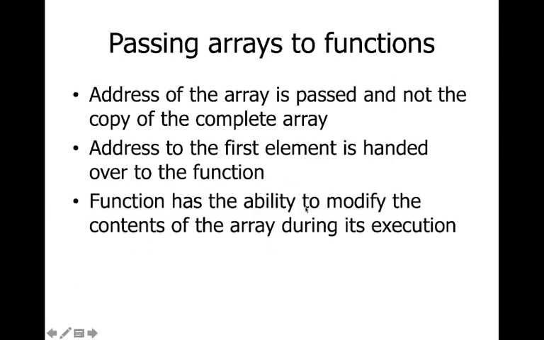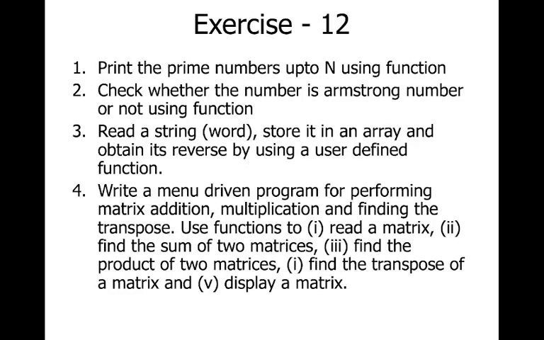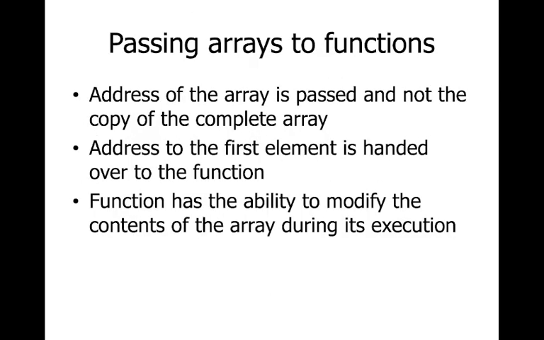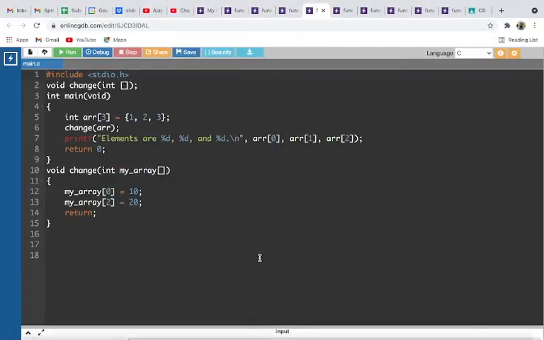So the function has the ability to modify the contents of the array during its execution. That is the advantage when we pass the address of the array. The function can change the contents of the array during its execution, so in the main function also, that array value will be changed. We'll see an example, then you will understand what this statement means.